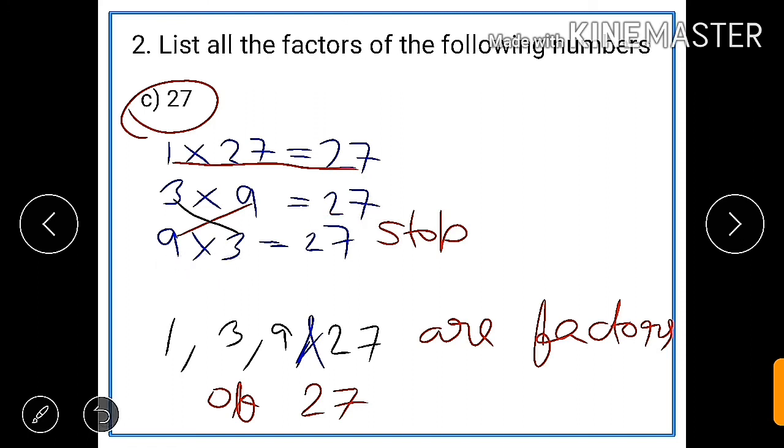And in this particular step we can see that 3 is moving towards the second position and 9 is moving to the first position. At this particular step we will just stop and write the factors, that is 1 3. Next we will move towards our right, that is 9 and 27. So the factors of 27 are 1 3 9 and 27.